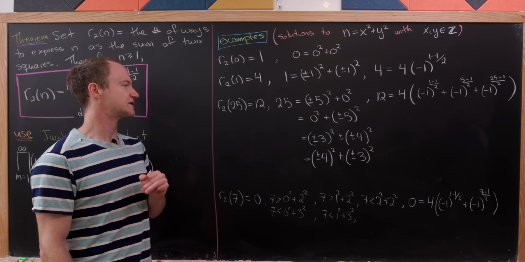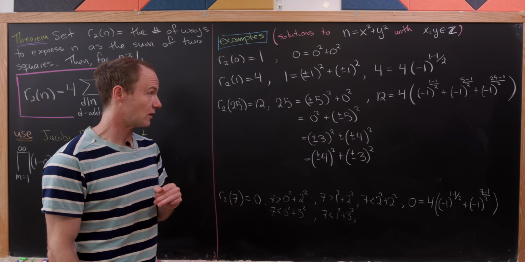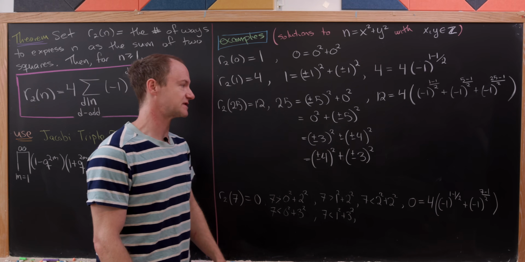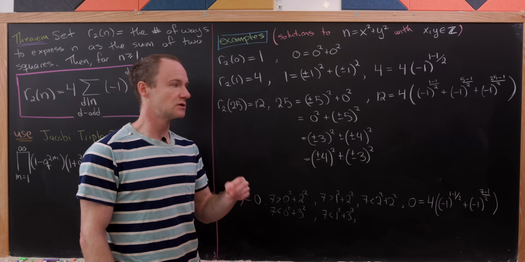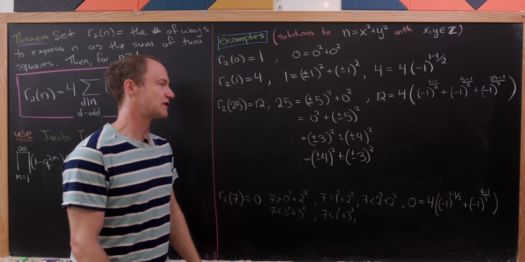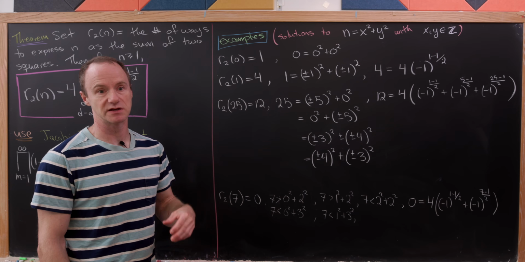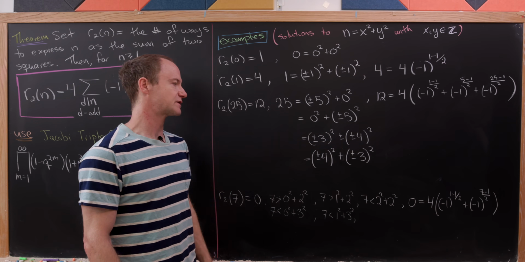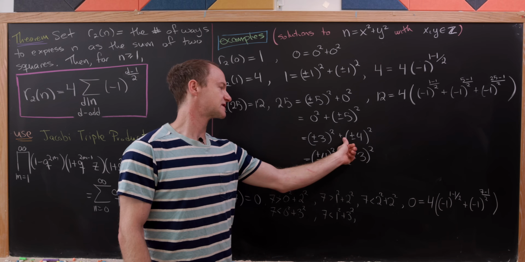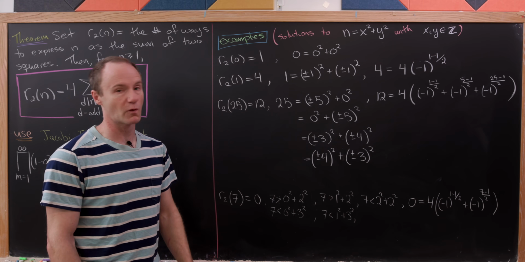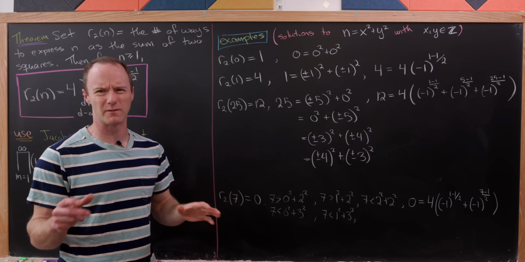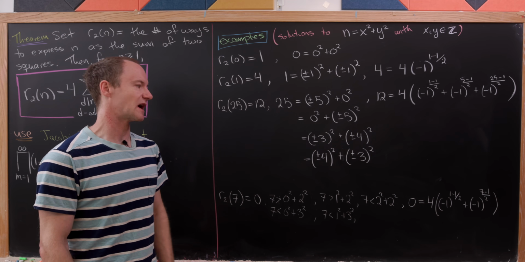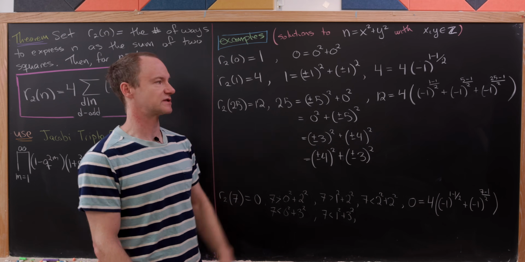Now r sub 2 of 25 is 12, and we can enumerate those pretty easily. We've got plus or minus 5 squared plus 0 squared. That's 2. 0 squared plus plus or minus 5 squared, so that's going to be 2 plus 2 is 4 total so far. And then we have plus or minus 3 squared plus plus or minus 4 squared. That gives us 4 more. And then we get 4 more from the symmetric version of that one. All in total we have 12. 4 plus 4 plus 2 plus 2.